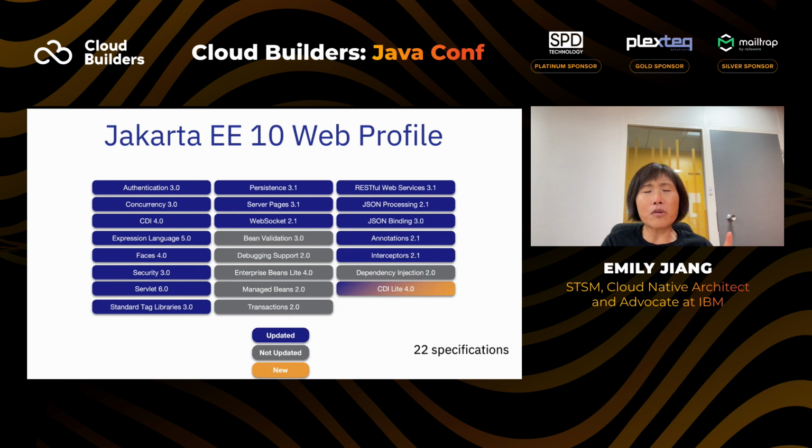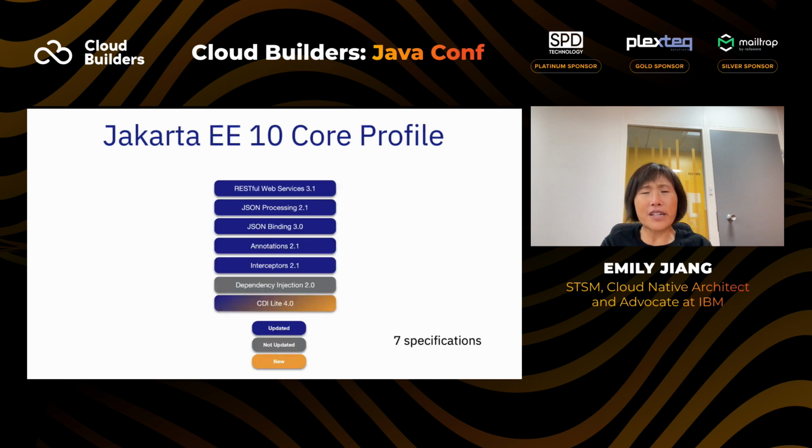So we group a few widely used specifications and call it the web profile. It focuses on web technologies, such as Jakarta REST, WebSocket, Jakarta Persistence, Servlet, Security, Faces, and others. They are all part of the web profile, which is about 22 specifications.